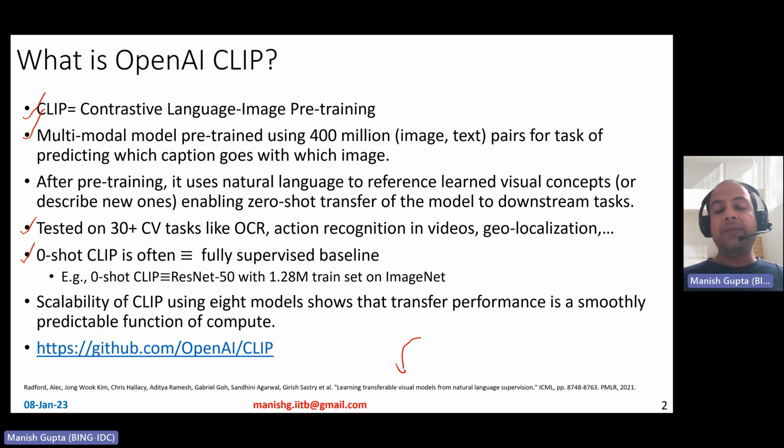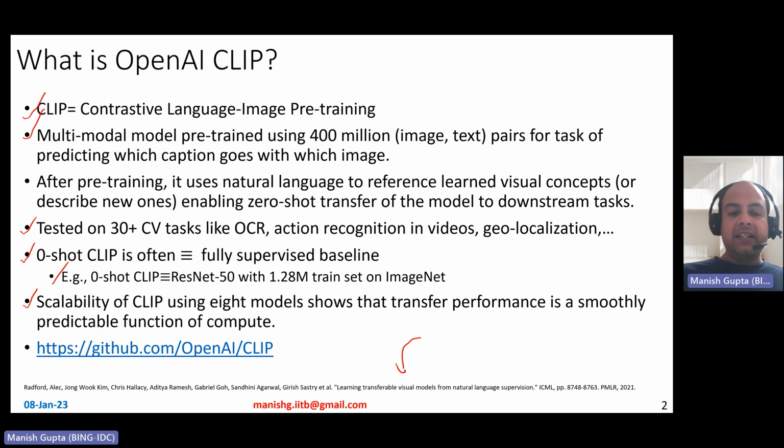What is interestingly observed is that a zero-shot clip model is often equivalent to a fully supervised baseline, and that too to very strong fully supervised baselines. For example, on the ImageNet data, zero-shot clip is approximately equivalent to ResNet 50 model, which has been actually supervisedly trained using 1.28 million training examples, right?